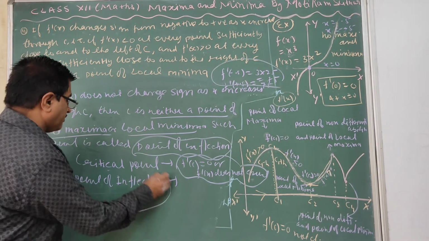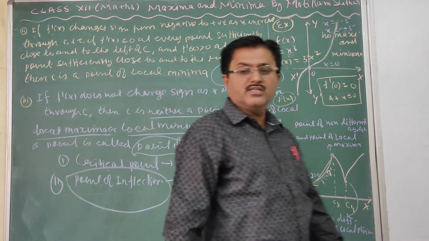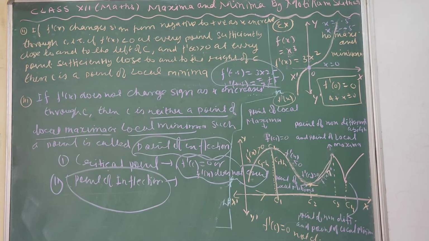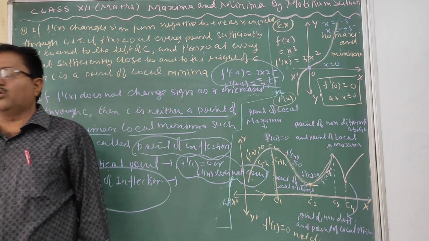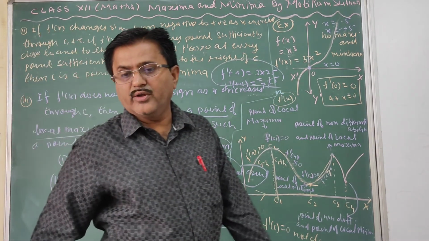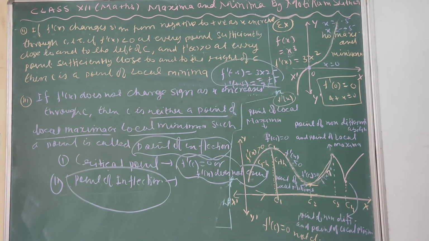And the second point is the point of inflection. So what is the meaning of point of inflection? It means a point at which the function has neither a maximum value nor a minimum value. For any function, the point at which it has no maximum value and no minimum, or we can say there is no local maxima or no local minima. So this is clear.